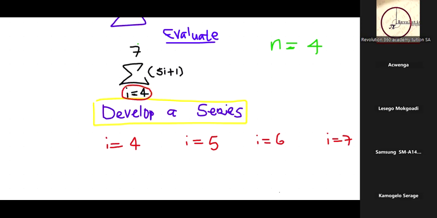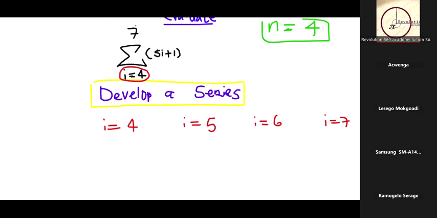Then you go to i equals 5, then i equals 6, then i equals 7. The reason it's 4, 5, 6, 7 is that you always start at i equals 4. Take into consideration that you have 4 terms based on that formula. That's why there are 4. Then after that, this is what you're going to do. You're going to take this part here. Do you all see this part? You write it here.